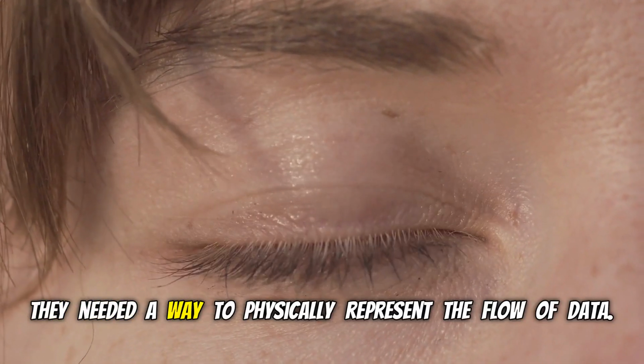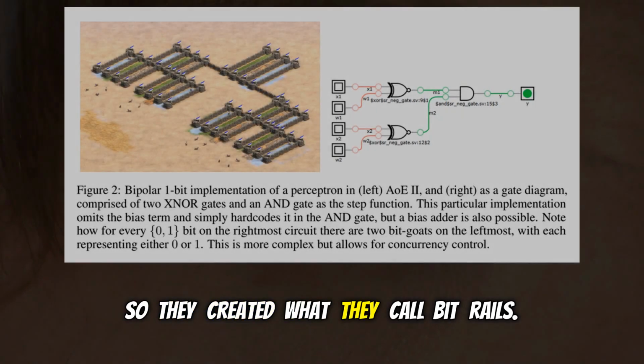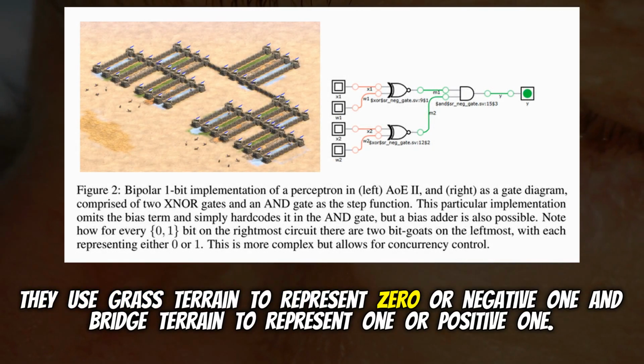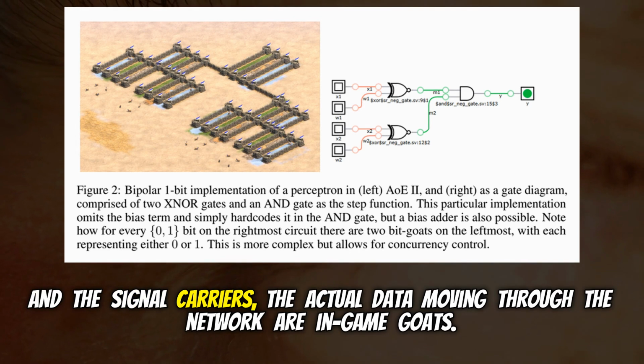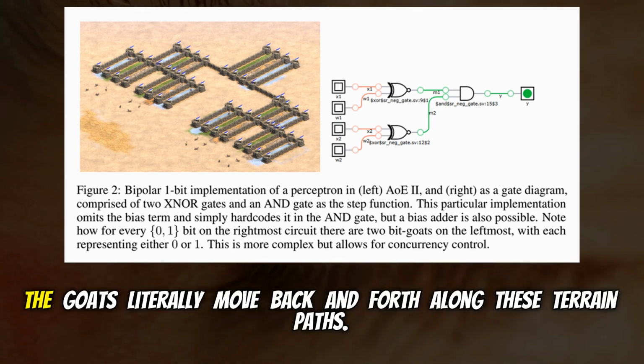They needed a way to physically represent the flow of data. So they created what they call bit rails. Oh, right. They used grass terrain to represent 0 or -1, and bridge terrain to represent 1 or +1. And the signal carriers, the actual data moving through the network, are in-game goats. Goats executing a step function. Exactly. The goats literally move back and forth along these terrain paths.